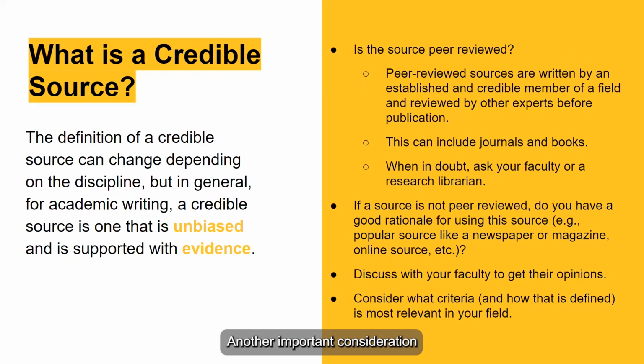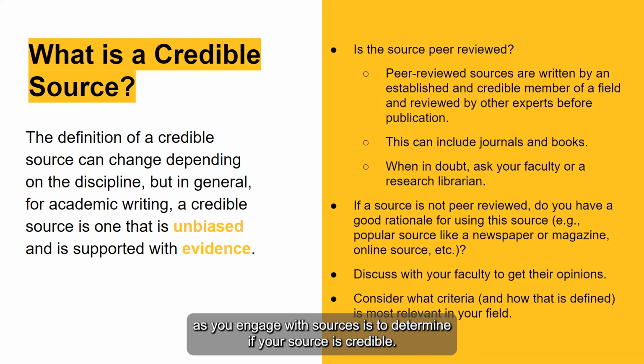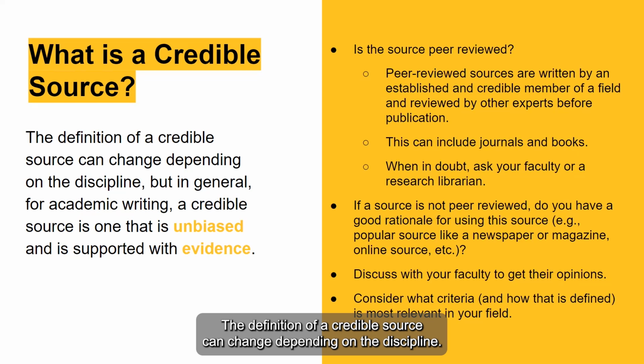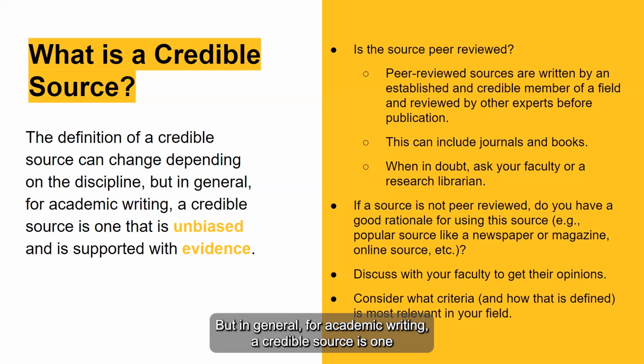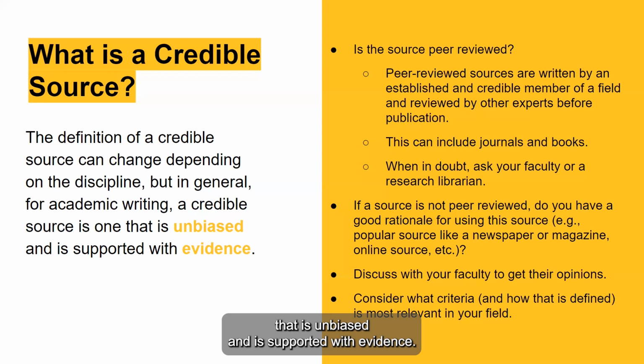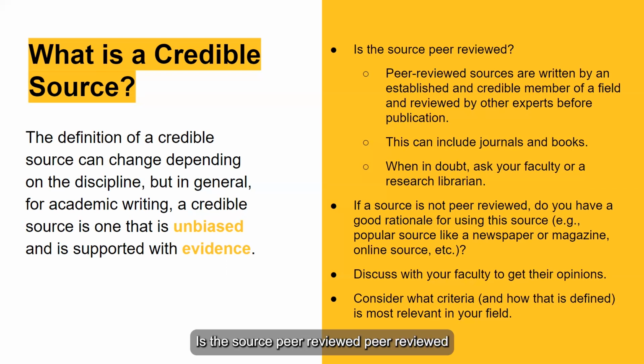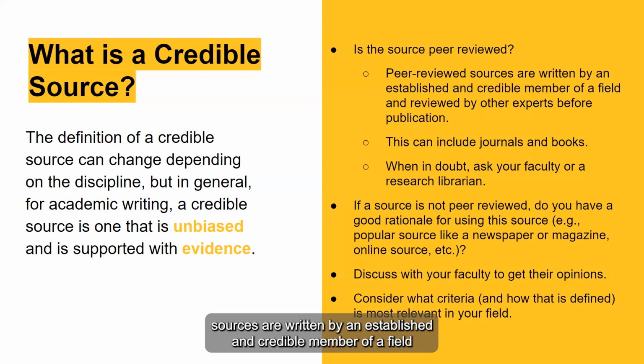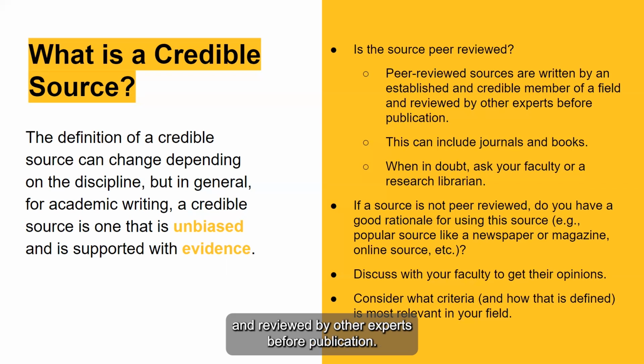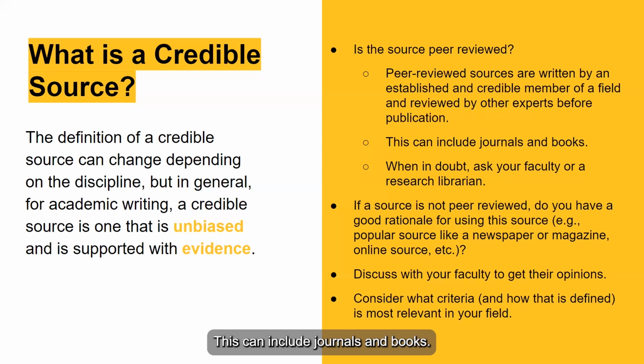Another important consideration as you engage with sources is to determine if your source is credible. The definition of a credible source can change depending on the discipline, but in general, for academic writing, a credible source is one that is unbiased and is supported with evidence. You can determine credibility of a source by asking the following questions. Is the source peer-reviewed? Peer-reviewed sources are written by an established and credible member of a field and reviewed by other experts before publication. This can include journals and books.